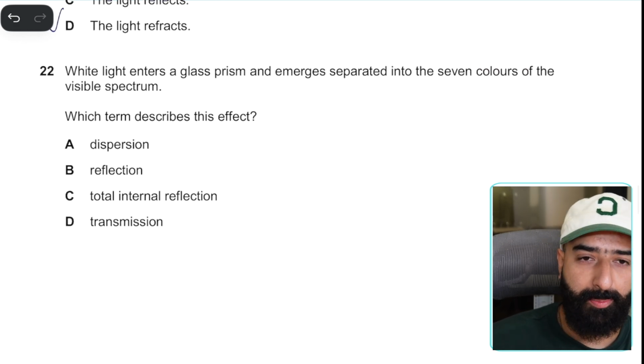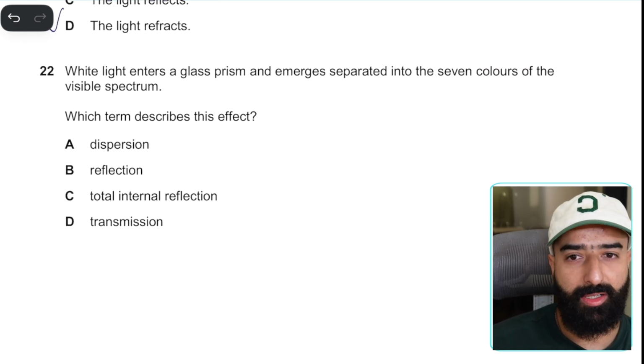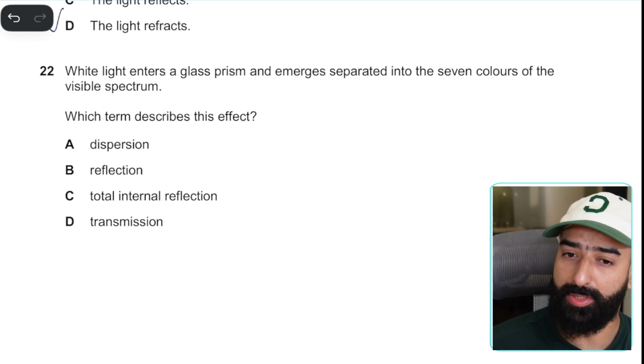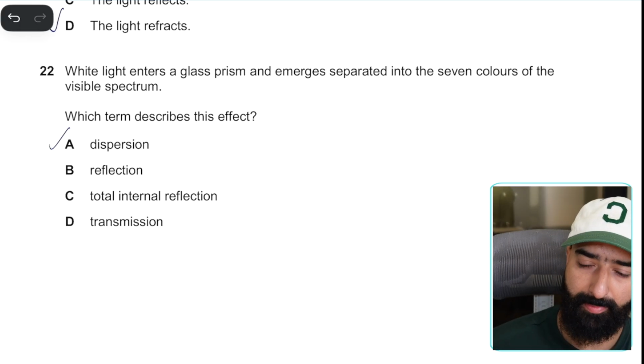White light enters a prism and emerges separated into the 7 colors of a visible spectrum. What's this? It's dispersion. Okay.